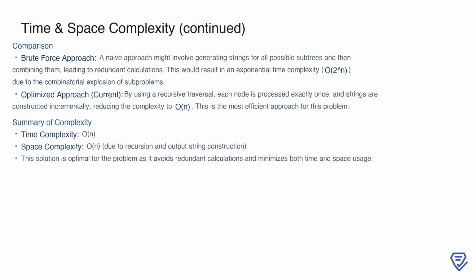In contrast, the optimized approach we use here employs a recursive traversal, ensuring each node is processed only once. By constructing the output string incrementally and avoiding redundant computations, we achieve a time complexity of O(n), which is far more efficient. To summarize, the optimized solution has a time complexity of O(n) and a space complexity of O(n), which accounts for both the recursive stack and the output string. This approach is optimal for the problem, minimizing both time and space usage while avoiding unnecessary work entirely.